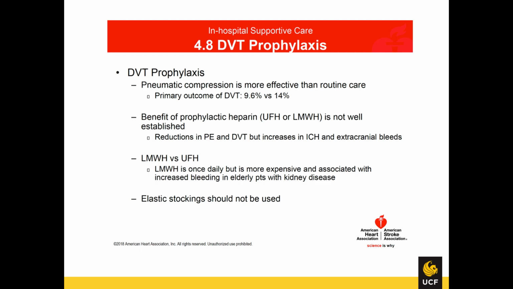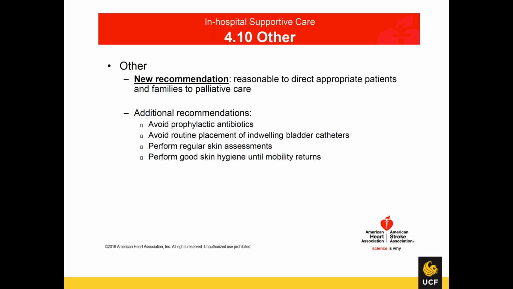Low molecular weight versus unfractionated heparin. Low molecular weight is once daily but more expensive and associated with increased bleeding in elderly patients with kidney disease. And elastic stockings should not be used. I'm guessing the reason why is probably because they're associated with higher risk for DVT in these folks. I'm guessing, I don't know. But definitely the takeaway from this is pneumatic compression is going to be best for these folks.